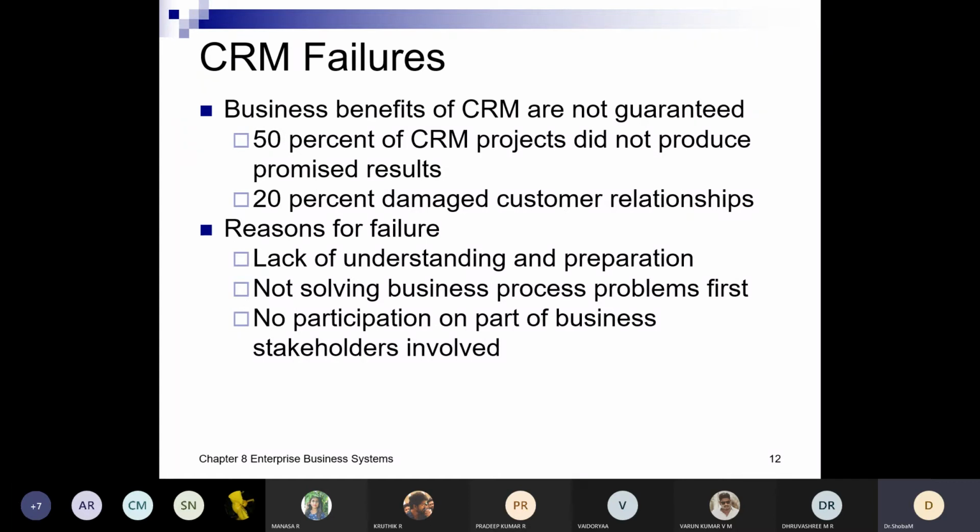So it depends. 50% of the CRM projects did not produce the promised results. Whatever was anticipated, whatever was expected, was not achieved as part of the desired results. So only 50% assurance or guarantee can be given with respect to the projects carried out under the CRM category. So 20% damaged customer relationship.